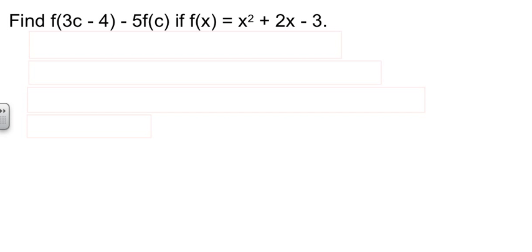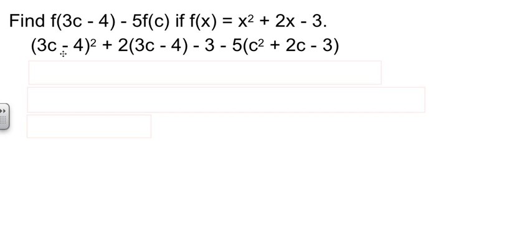Now they're going to throw some fun and games at us. They're going to ask us to evaluate f of 3c minus 4 minus 5 times f of c if f of x equals x squared plus 2x minus 3. Okay. Remember what this notation means. F of stuff means you put the stuff, whatever is in there, in place of the x's over here.